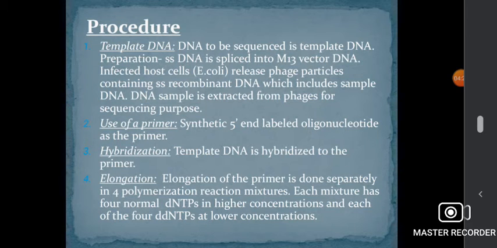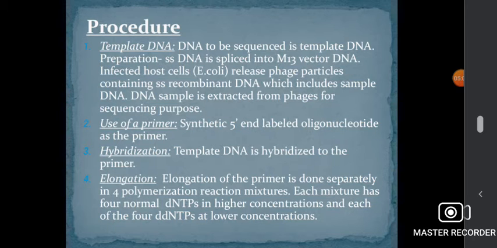Now the procedure for the entire process of the enzymatic method. First, the template DNA is chosen. The DNA to be sequenced is the template DNA. For its preparation, single-stranded DNA is spliced into M13 vector DNA. The infected host cells of E. coli release phage particles containing single-stranded recombinant DNA, which includes the sample DNA. The DNA sample is extracted from the phages for sequencing.